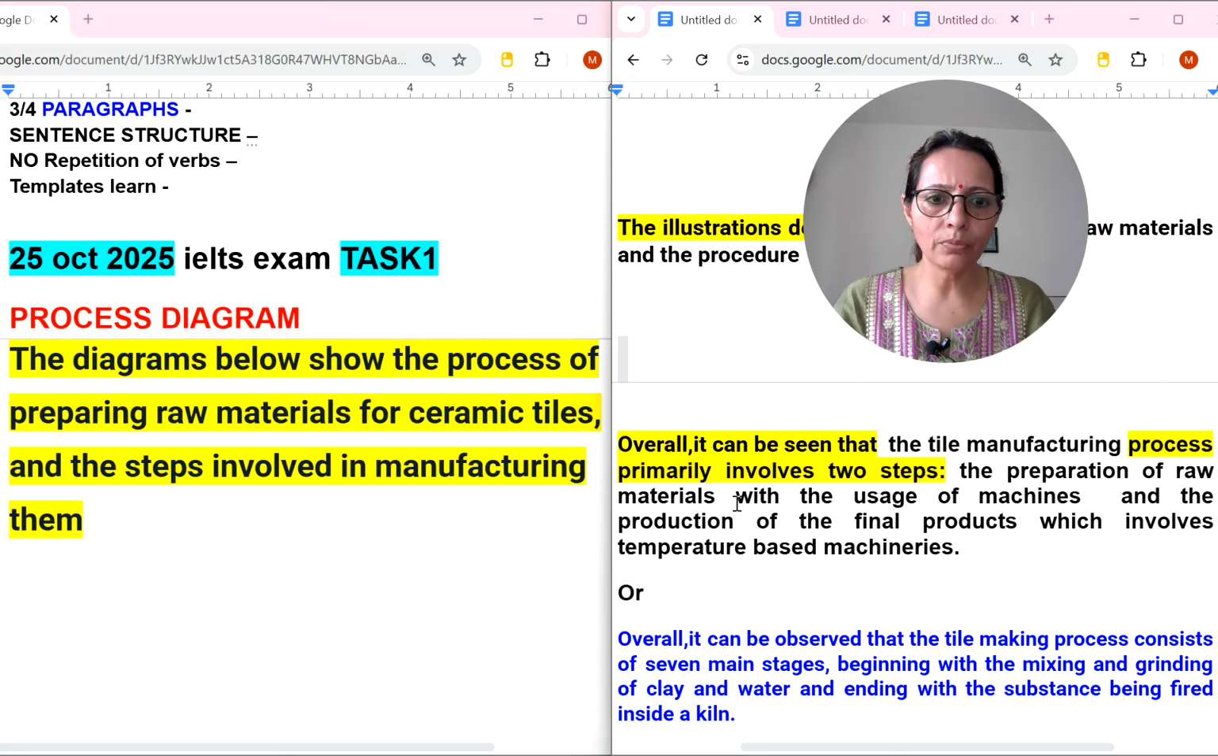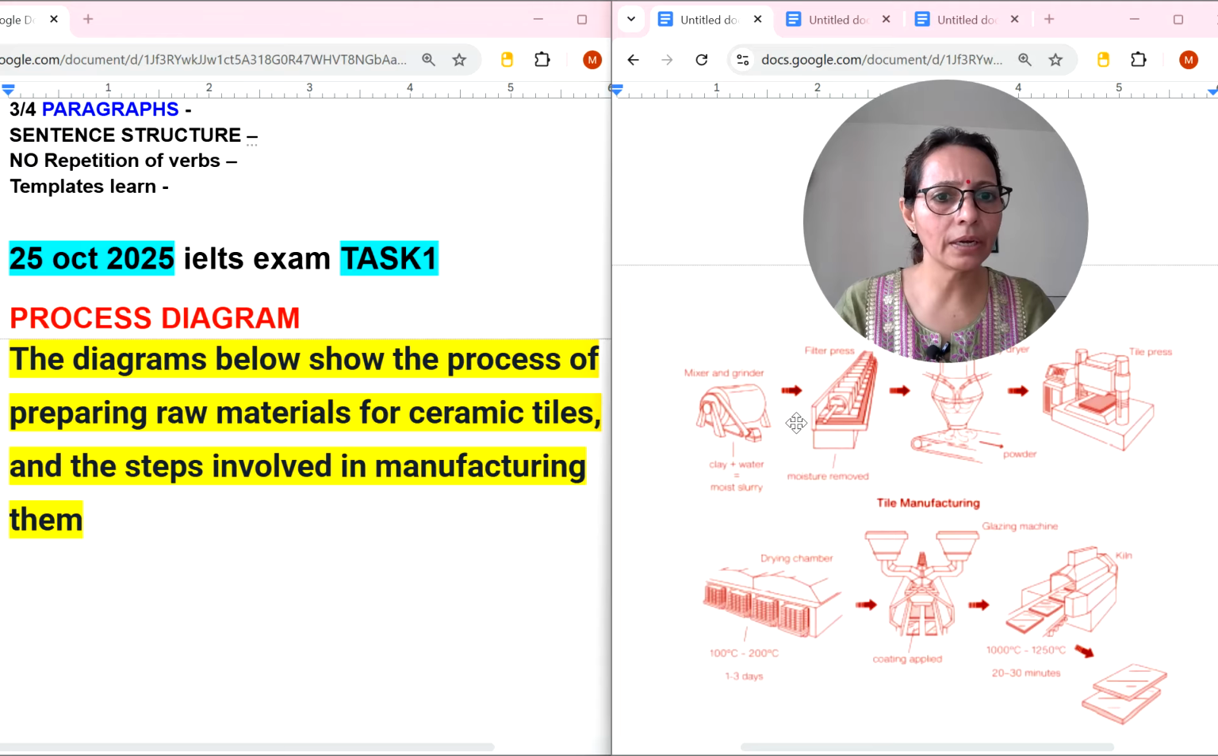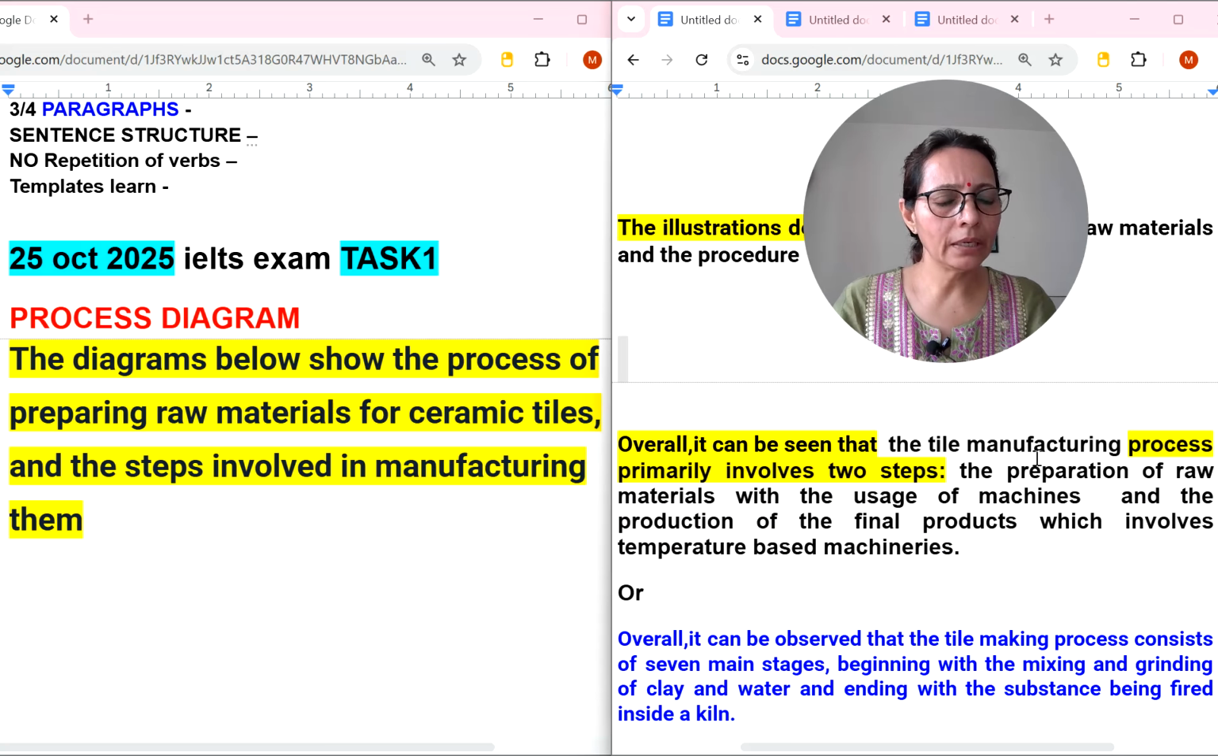The preparation of raw materials with the usage of machines and the production of final products. Of course, machines are there, as I showed you. See this, these are machinery: mixer, grinder, filter process, spray dryer, the press. The manufacturing process primarily involves 2 steps: the preparation of raw materials with the usage of machines and the production of final products, which involves temperature-based machineries. Of course, the kiln was also there, and temperatures were also written.